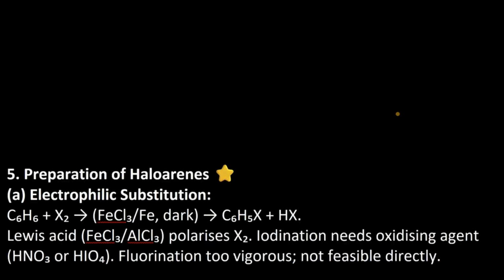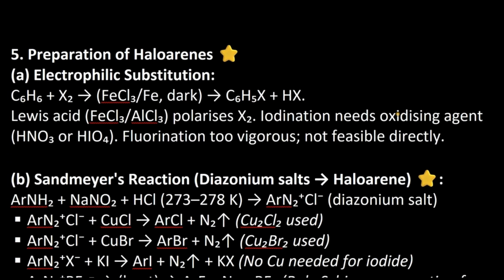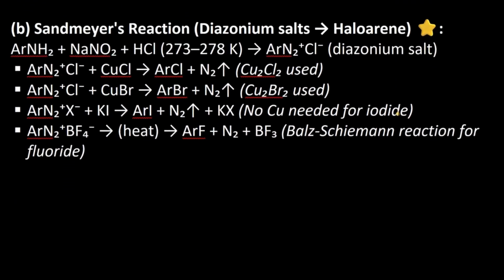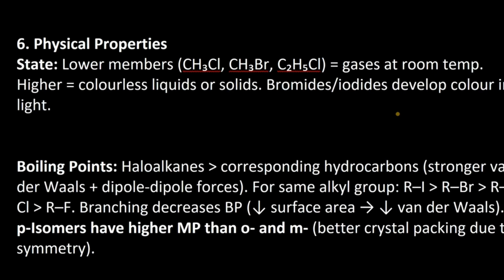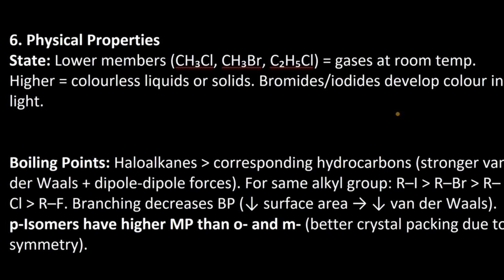Okay. Then preparation of haloarenes. By the electrophilic substitution method, we can easily prepare the haloarenes. There comes the Sandmeyer reaction. We already saw from the amines chapter, diazonium salts. Via that method also you can prepare haloarenes, Sandmeyer and Gattermann reactions. You can follow. Then physical properties.